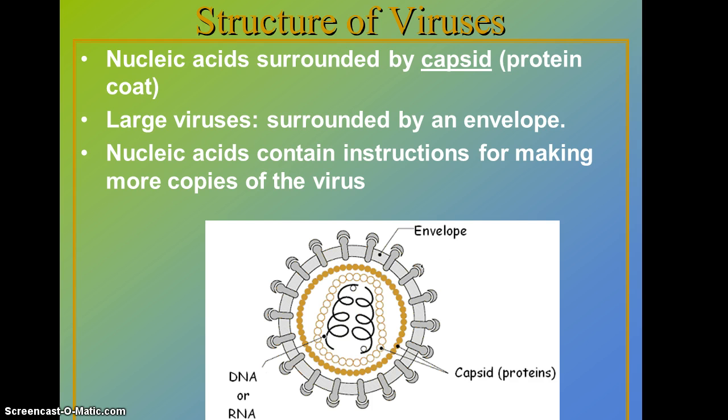And again, here's just another picture of a virus. Nucleic acid is surrounded by the capsid, or the protein coat. Larger viruses will be surrounded by an envelope. It just gives them an extra protection. And it's the nucleic acid, that DNA or RNA, that contains the instructions for making more of that virus. So if you look at the picture, you have the envelope, but you still have the capsid and you still have the DNA. And the little tail fibers are those little projections coming out of the envelope.